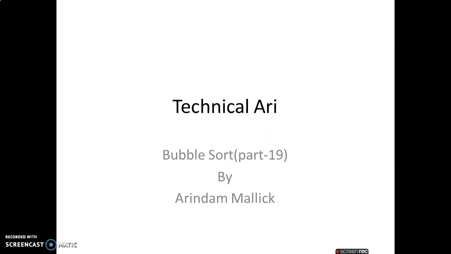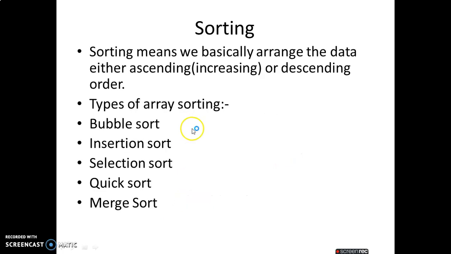Our today's topic is bubble sort. This is part 19. Let's start. What is sorting? Sorting means how we arrange the data, either in ascending order, meaning increasing order, or decreasing order. So keep in mind in short that sorting is an arranging procedure, where we arrange the data in either ascending or descending order. This procedure is called sorting.